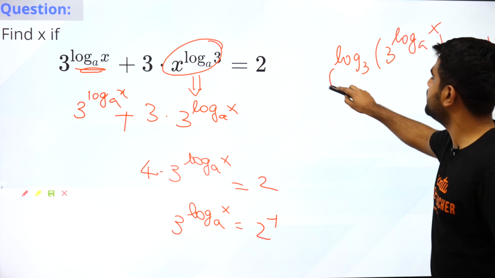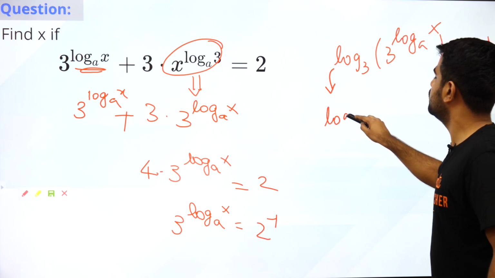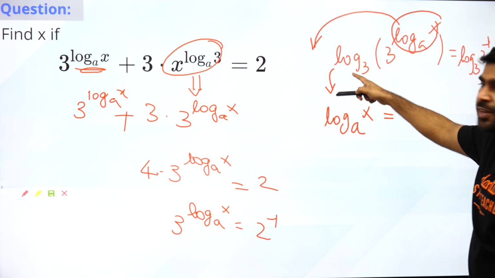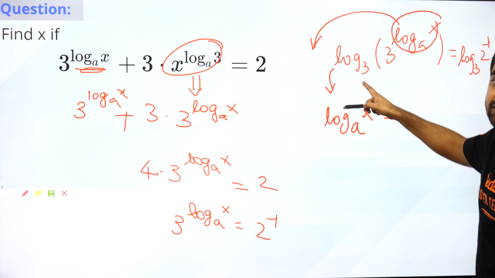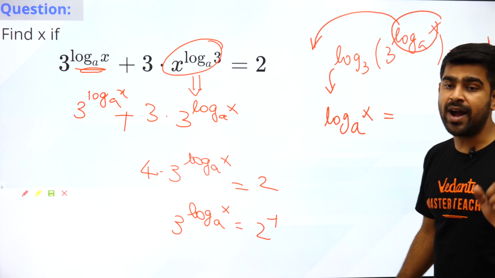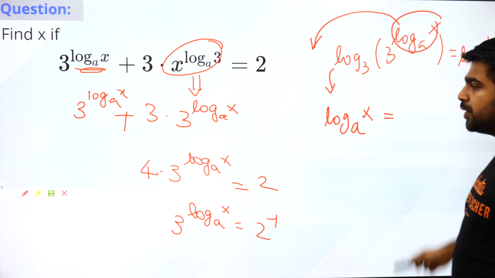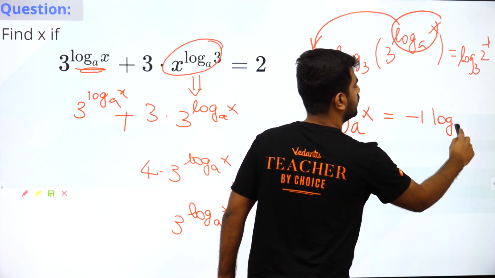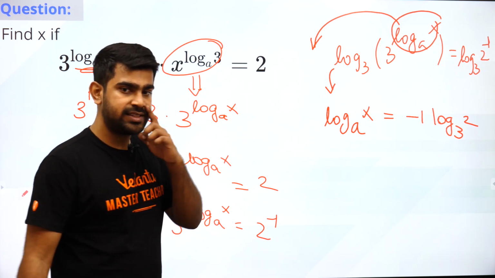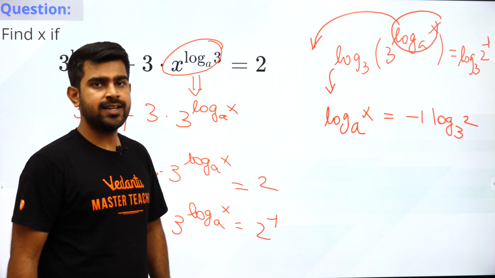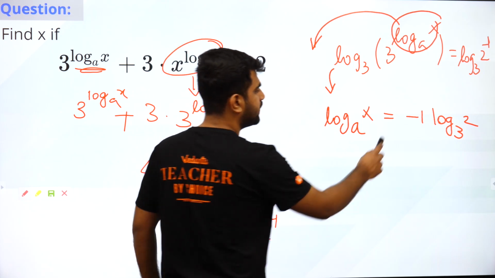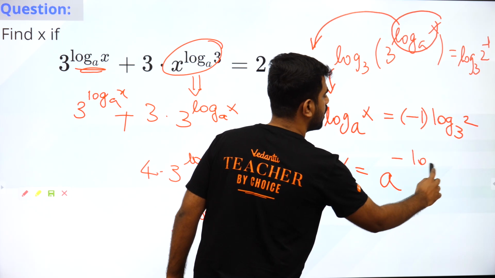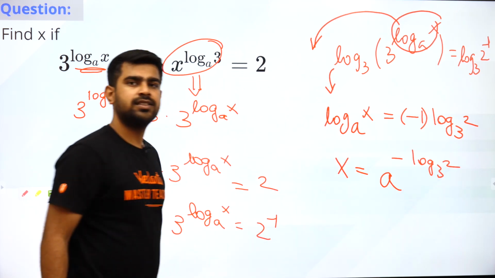So this will be reducing to log x base a, because the power will come in the front, which will leave me with log 3 base 3, which will be 1. So it will be log x to the base a, which will be equal to minus 1 times log 2 base 3. Clear? So now what will be the value of x? It's very easy, right? So what is x? x is equal to a to the power minus log 2 base 3. That's it, done. So that is how you solve it.